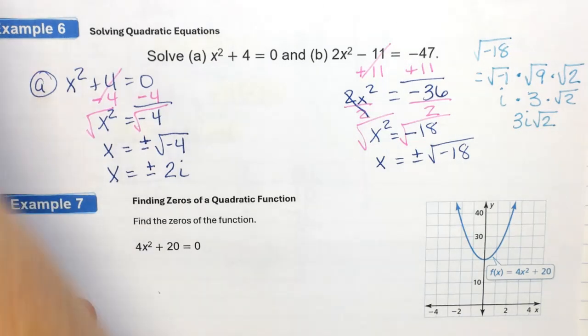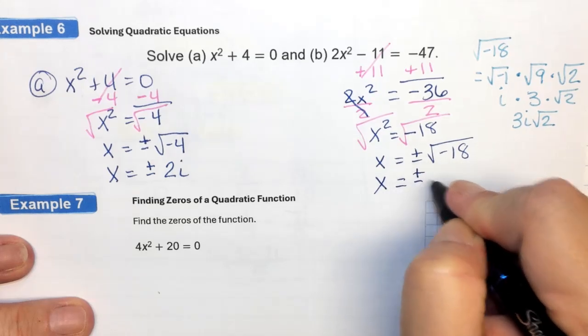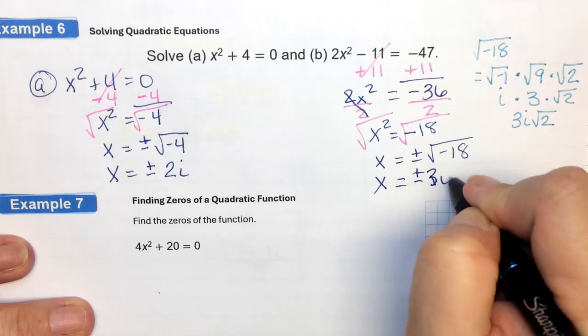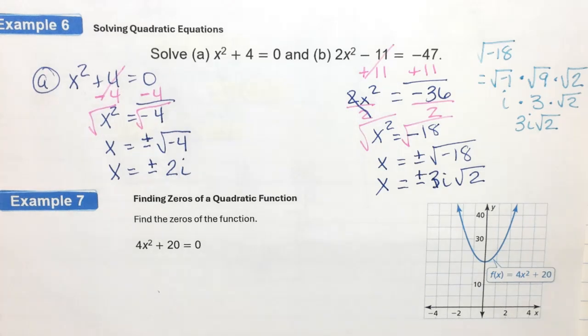So that is what my answer becomes down here. x equals plus or minus 3i square root of 2. I just didn't want you to be like, Ms. Gill, how did you get that number? Because I know some of y'all would be like, Ms. Gill, you crazy, I don't know what you did.